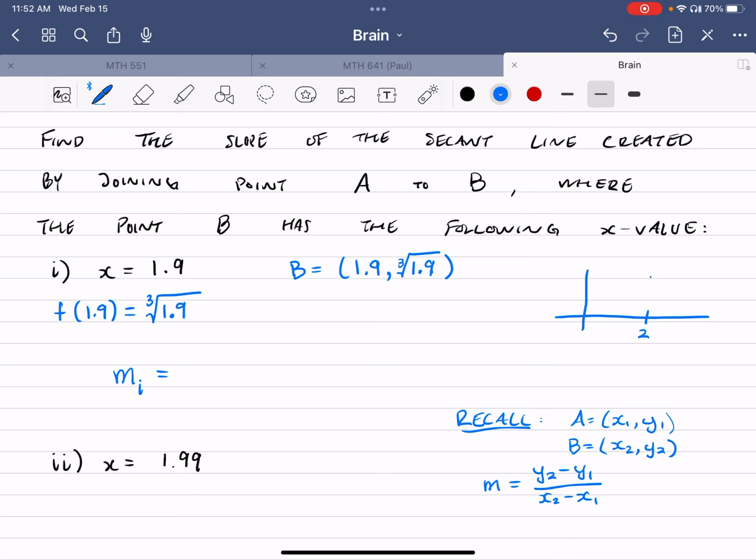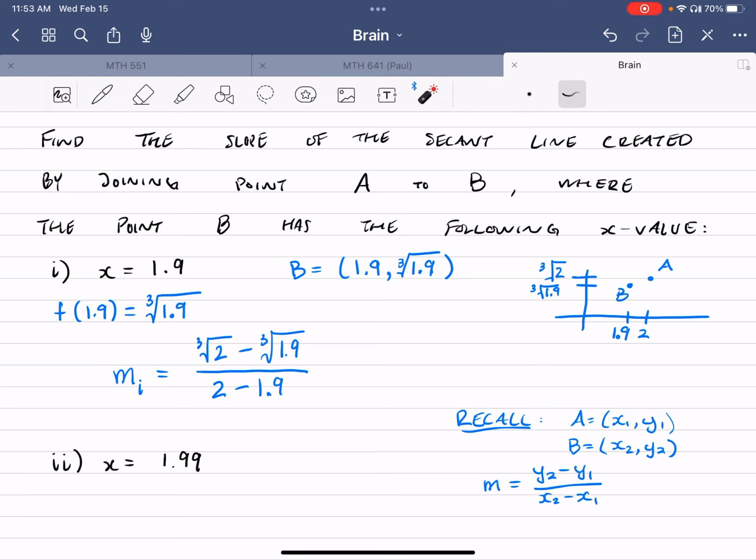So we know our point A is 2 comma the cube root of 2. And then our other point, B, is 1.9, so it's got a lower x value, comma the cube root of 1.9. Whether or not the cube root of 1.9 is larger than the cube root of 2 doesn't really matter. All we need to know is that 1.9 is less than 2, so we have a nice order. So our slope is going to be our second y value, the cube root of 2, minus our first y value, the cube root of 1.9, divided by our second x value, 2, minus our first x value, 1.9.